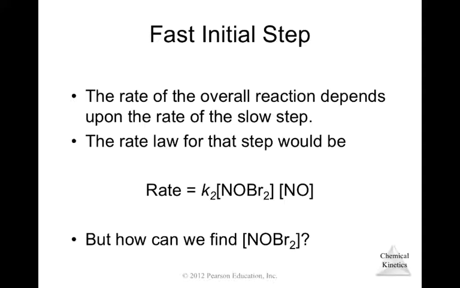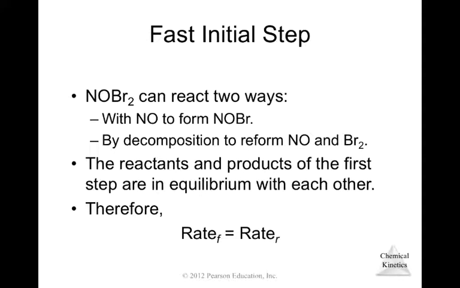So is that helpful? Well, it turns out yes. If we think about it, NOBr2 can react in 2 different ways. It can react with the NO to form the NOBr, which is what we saw in the rate steps, or it can also decompose and reform back to NO. And so the reactants and the products of the first step are basically in equilibrium with each other, because they're piling up there at that toll plaza. As some get formed, some are also going to decompose and go back the other way. And so we can say that the forward rate equals the reverse rate in that first step because it's being held up by that second step.